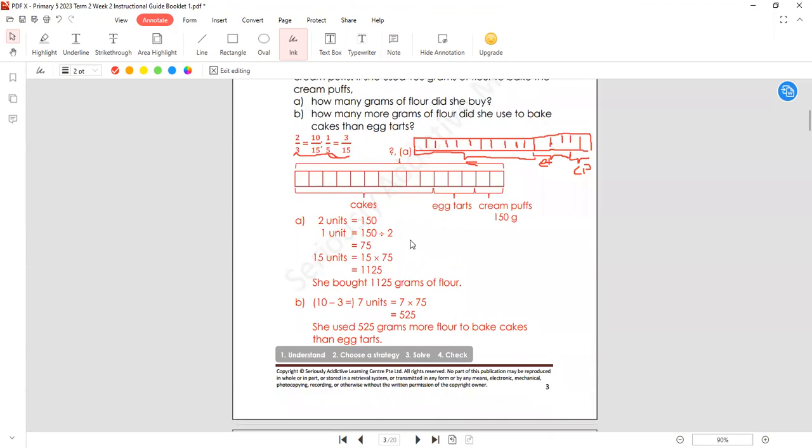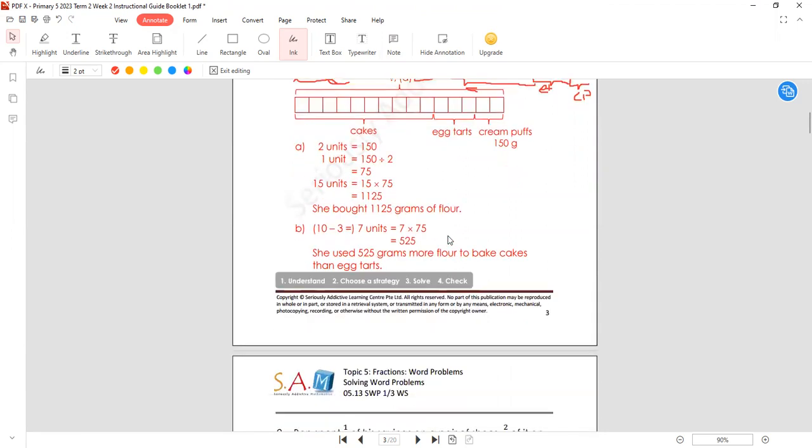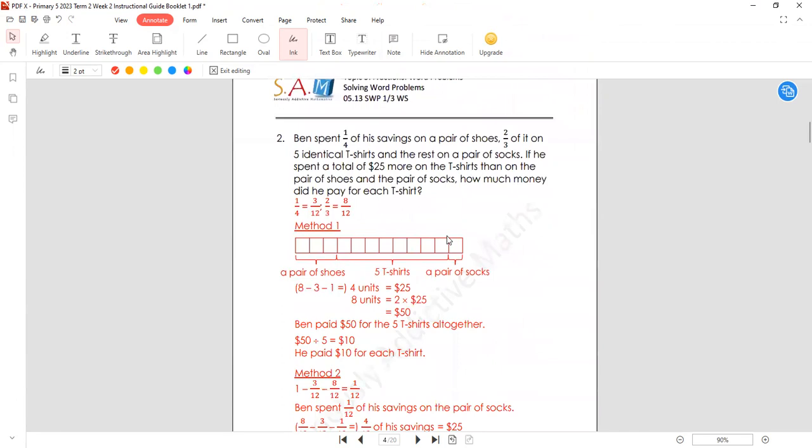Okay, getting them to identify. When you use the bar model method, it's always about finding the value of 1 unit, and after that they'll be able to solve the question, right? So work them through that. And then same thing for question 2: use the bar model method again, right?